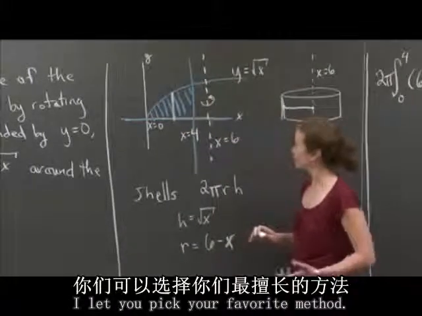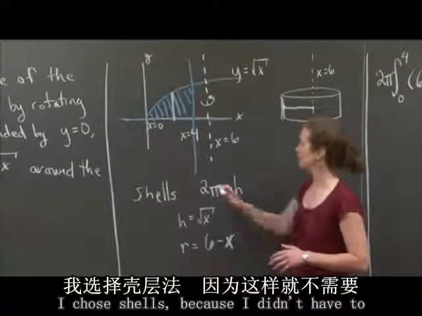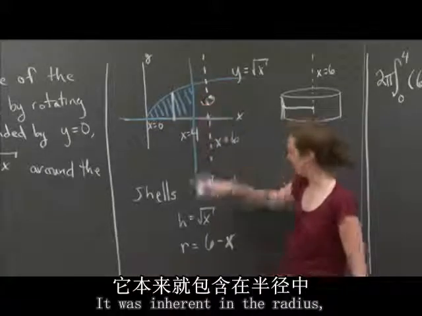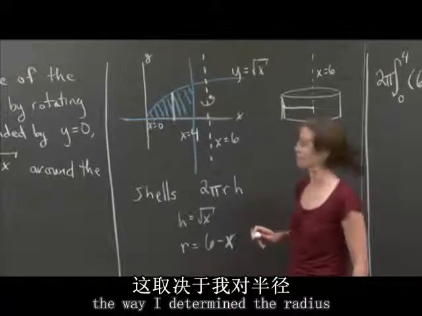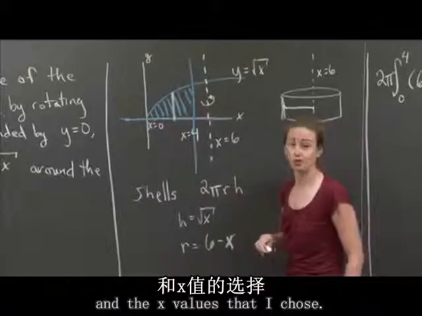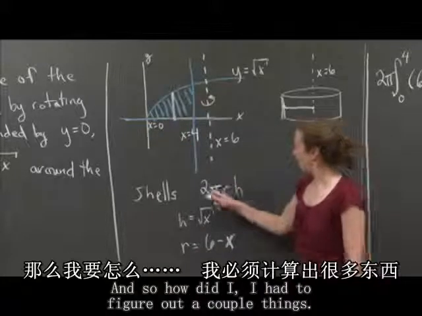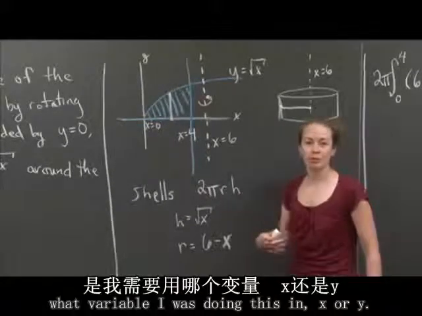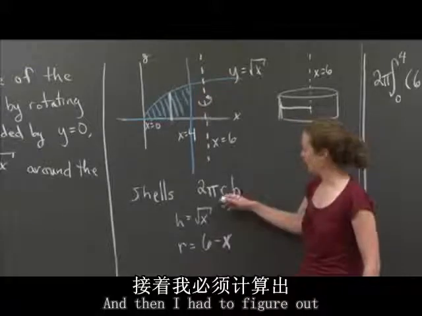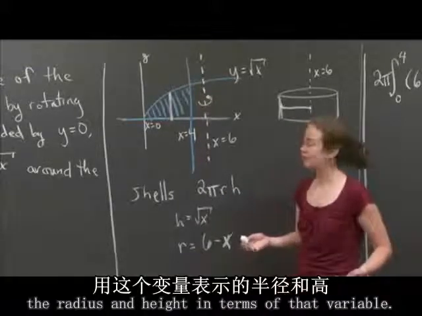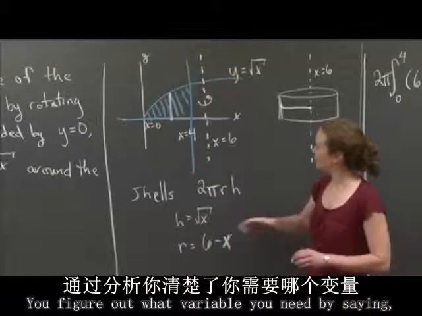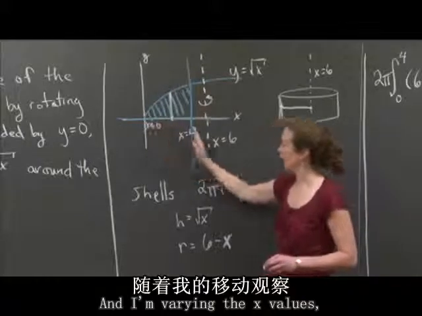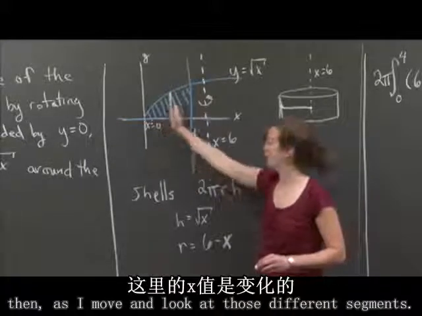I let you pick your favorite method. I chose shells because I didn't have to worry about subtracting off pieces, this little piece here. It was inherent in the radius, the way I determined the radius, and the x values that I chose. So I used the shell method, and I had to figure out a couple things. I had to figure out first what variable I was doing this in, x or y, and then I had to figure out the radius and height in terms of that variable. You figure out what variable you need by saying, okay, if I'm doing shells, I'm looking at these kinds of segments, and I'm varying x values as I move and look at those different segments.